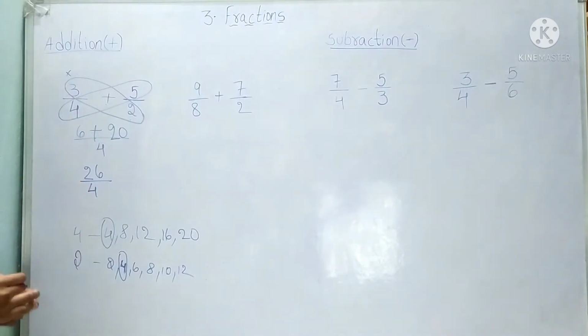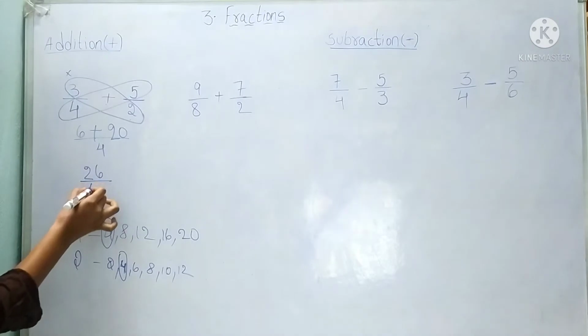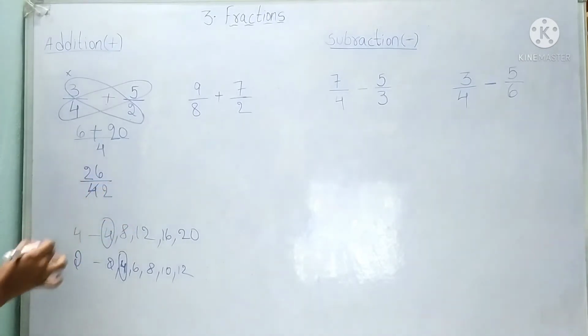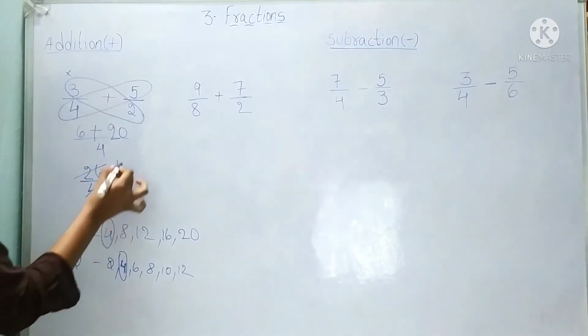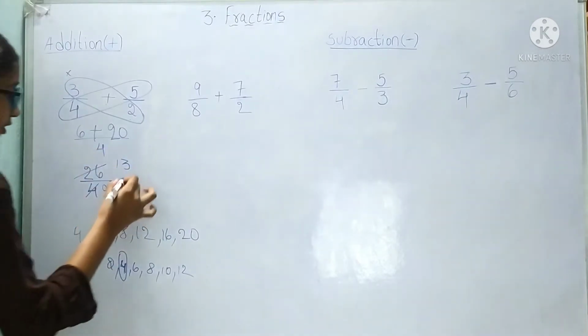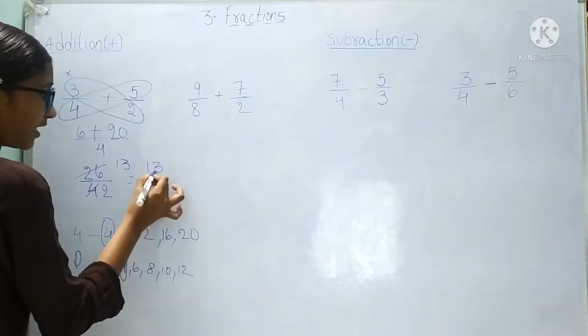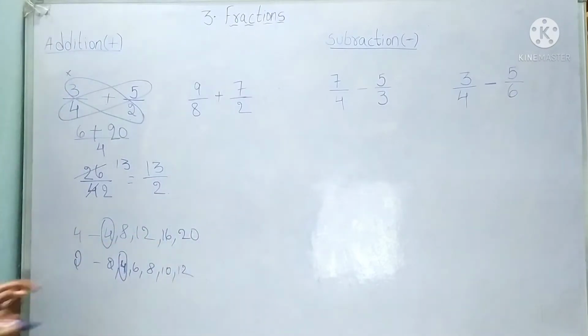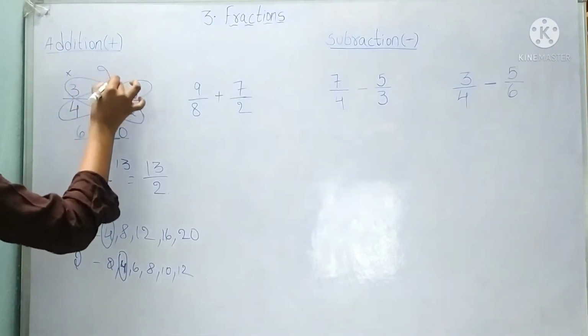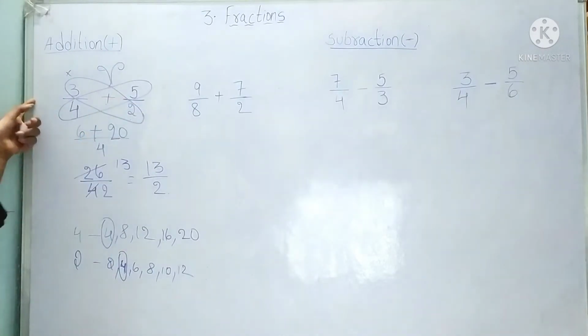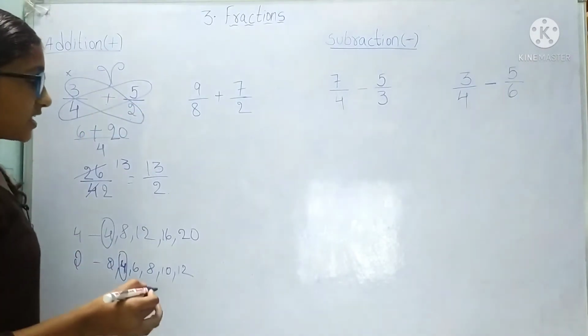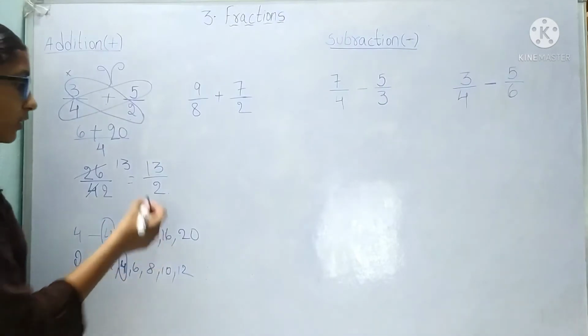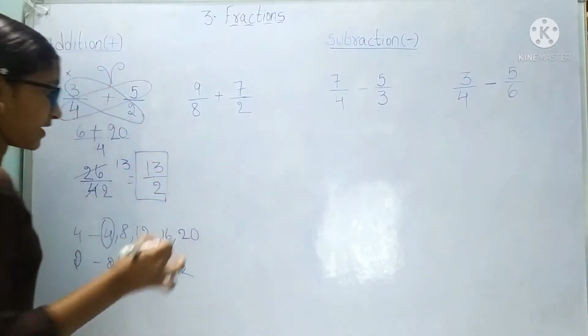Now we can also cancel it: 2 2s are 4, 2 1s are 2, 2 3s are 6. So the answer is 13 by 2. Okay, the answer is 13 by 2. And this is what we call the butterfly method. Next, the second sum. We got the answer; I will highlight it on this slide.